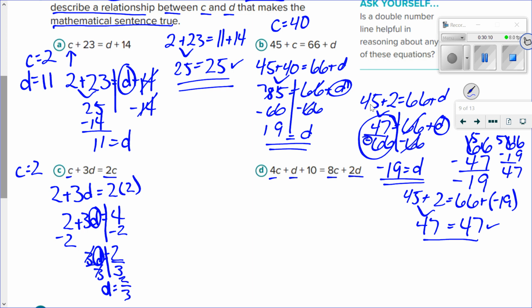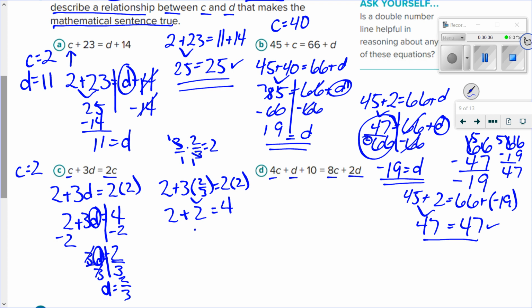D equals 2/3. If I substitute that back in, I say 2 plus 3 times 2/3 equals 2 times 2. What's 3 times 2/3? Well, I can pull that out. 3 times 2/3. Whole numbers go over 1. Those become 1, so that would equal 2. So that's saying 2 plus 2 equals 4. 4 equals 4. So my solution on that was C equals 2, D equals 2/3.